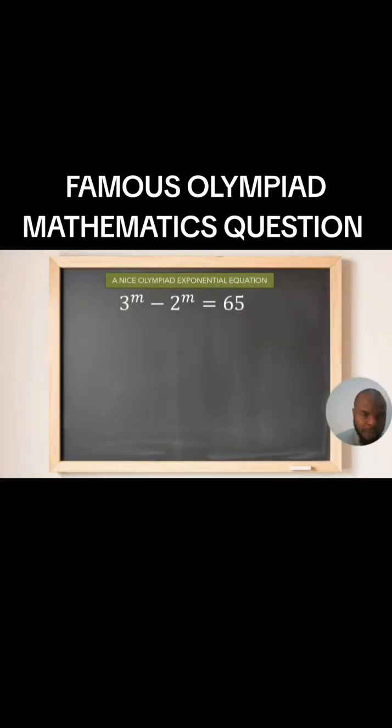I'll be solving for the value of m. Now, to do this, let's rewrite this equation: 3 to the power of m minus 2 to the power of m equals 65. Now, I'm going to do something here.